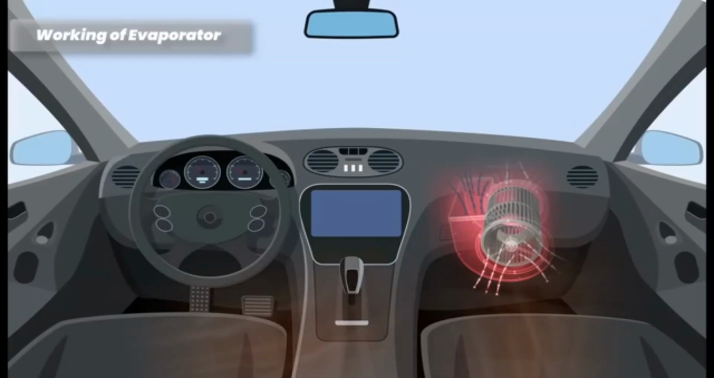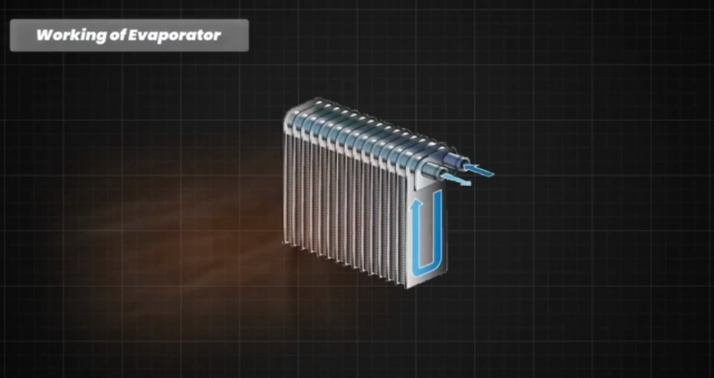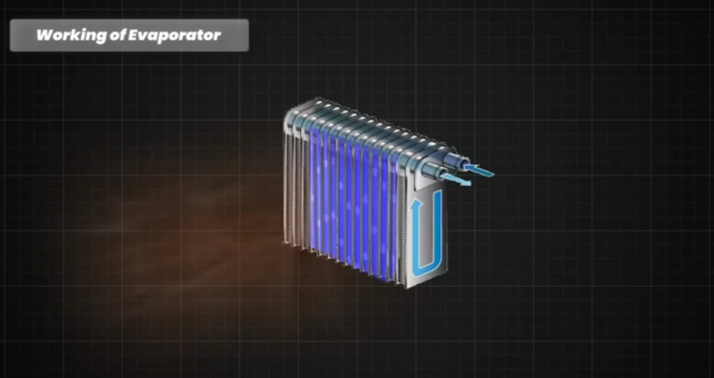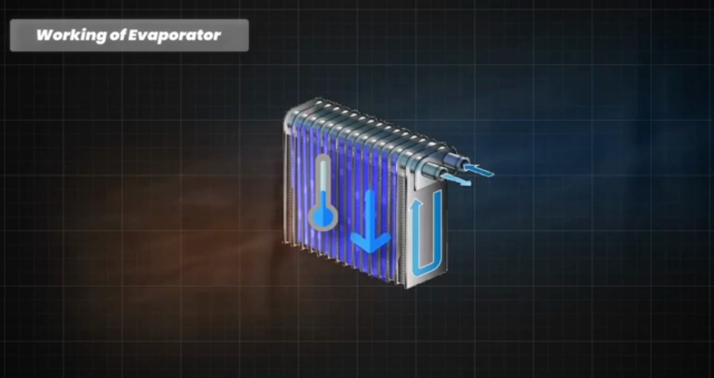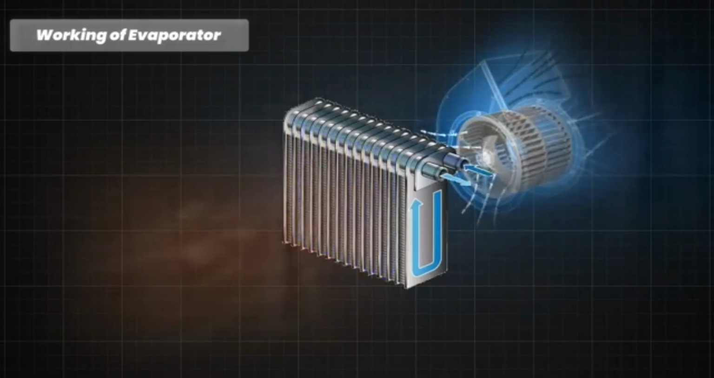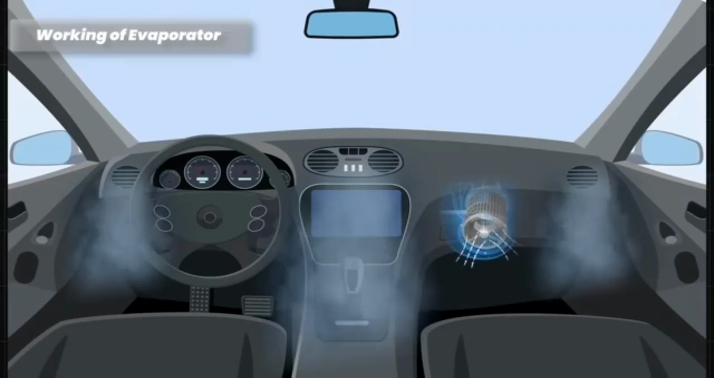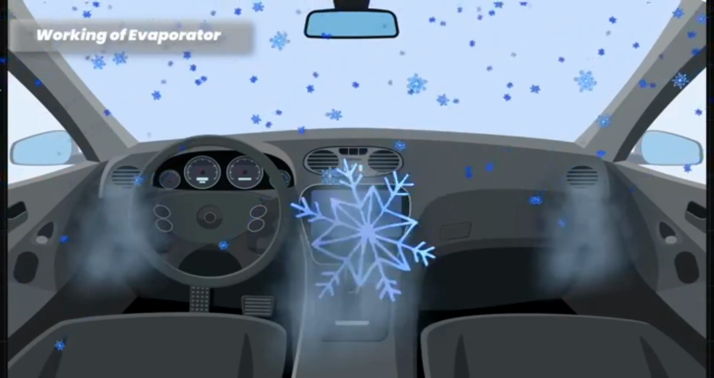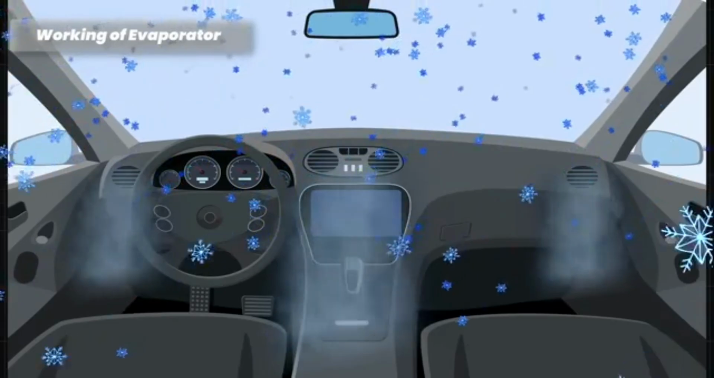Now warm cabin air from the interior of the vehicle is drawn into the HVAC unit by the blower fan. As the warm cabin air passes over the evaporator coils, the refrigerant inside the coils absorbs heat from the air and makes it cooler. Then the cooled air is blown out of the HVAC unit by the blower fan and circulated into the vehicle's cabin through the air vents. Air vents distribute the cooled air throughout the vehicle's cabin, providing a comfortable environment for the occupants.